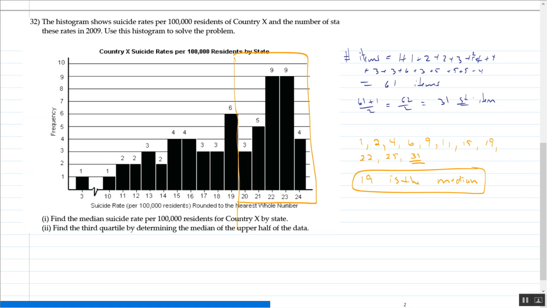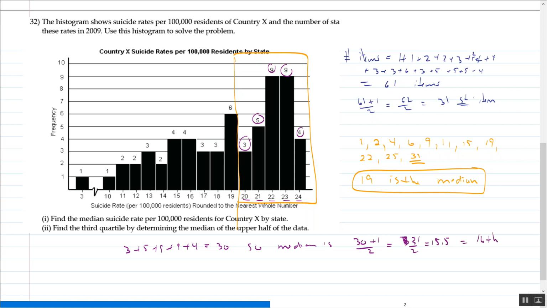So we want to find the median of this one. Once again, I have to figure out how many data items are in here. Let's just do it this way. So I'm looking at the 20, 21, 22, 23, and 26. So I'm going to add the 3, 5, 9, 9, and 4 together. So 3 plus 5 plus 9 plus 9 plus 4 gives me a total of 30. So the median is going to be at 30 plus 1 over 2. So 31 over 2, so I get 15.5.